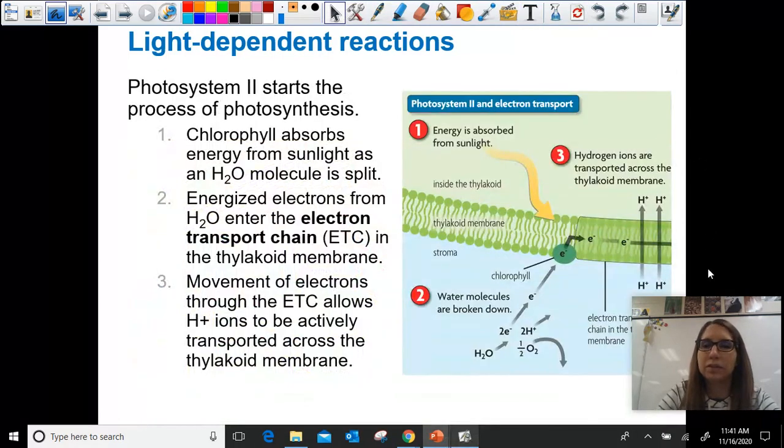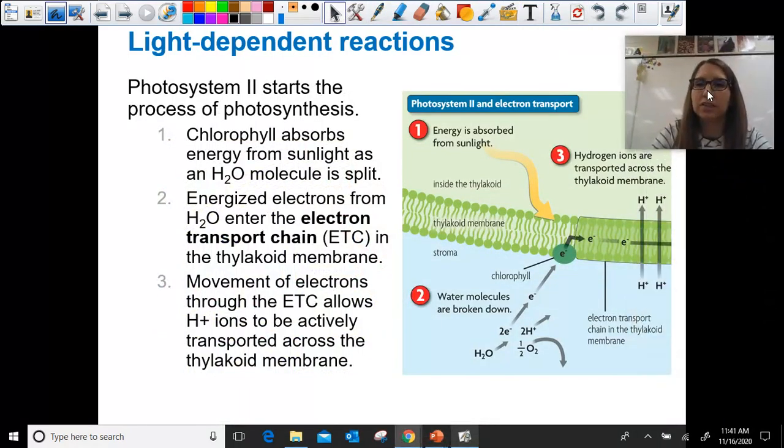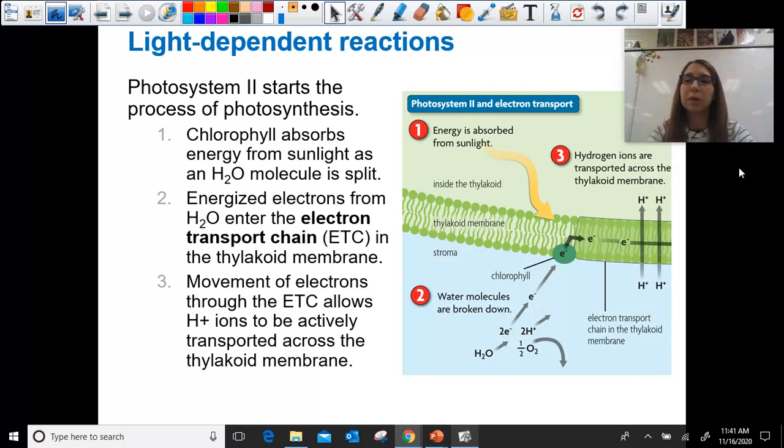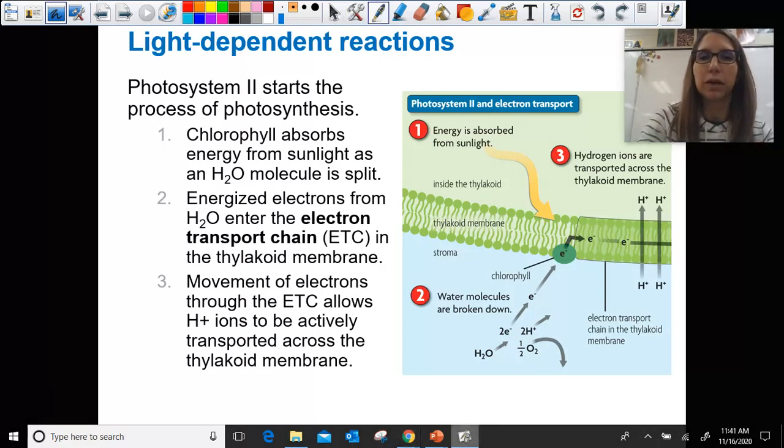When that happens, this is going to be the series of events that will occur in response to that. So photosystem 2, which is kind of ironic, photosystem 2 starts this process. Photosystem 1 actually comes after. But photosystem 2 is going to start this process of photosynthesis. And what photosystem 2 does, this is where we'd have photosystem 2, by the way, is going to be in this general space right here. This is PS2.